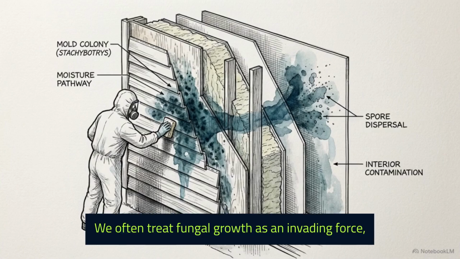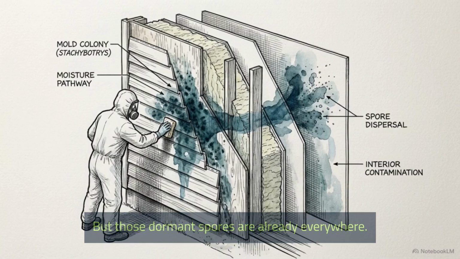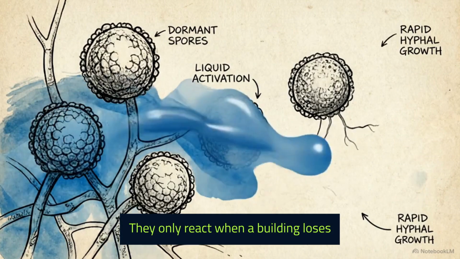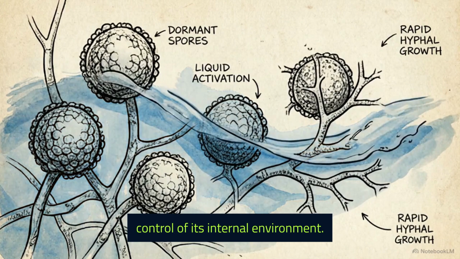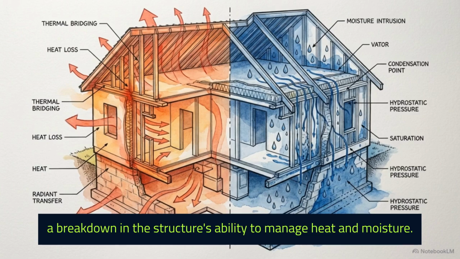We often treat fungal growth as an invading force, an infection to be scrubbed away. But those dormant spores are already everywhere. They only react when a building loses control of its internal environment. The true root cause is hygrothermal failure, a breakdown in the structure's ability to manage heat and moisture.